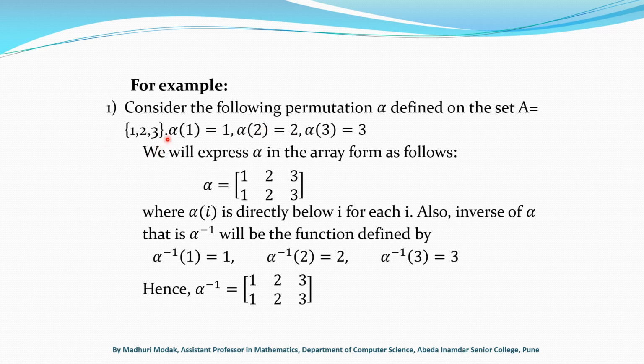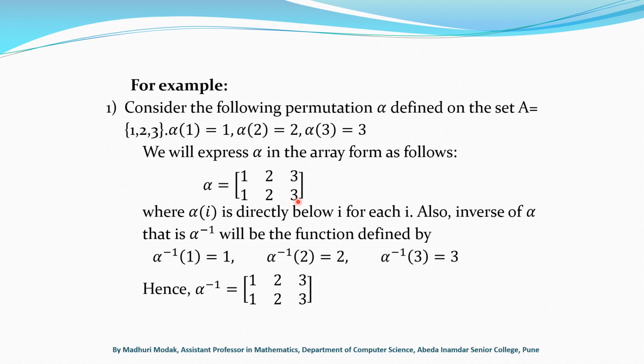So 1 and 2 are different elements, their images are different. 1 and 3 are different elements, their images are different. 2 and 3 are different elements, their images are also different. So the function is 1-1. At the same time, the codomain contains 1, 2, 3. So 1 has pre-image 1, 2 has pre-image 2 and 3 has pre-image 3. So every element in the codomain has a pre-image, that means it is onto. So this is a 1-1 onto function defined from A = {1, 2, 3} to itself. So this is a permutation.